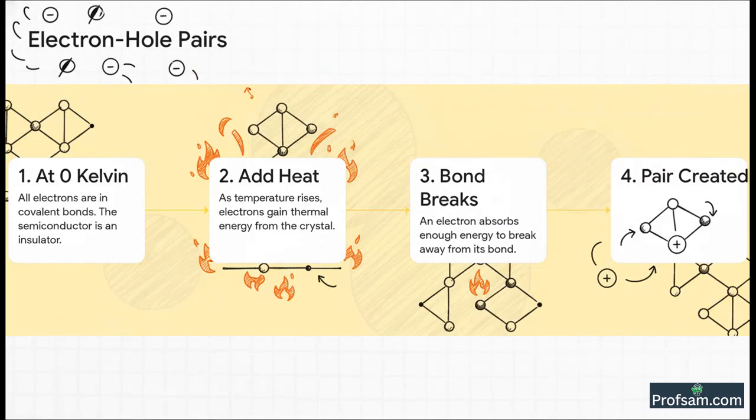Let's break down this process into 4 simple steps. 1. At 0 Kelvin, in a pure silicon crystal, all electrons are locked tightly in their bonds. 2. As the temperature rises to, say, room temperature, the crystal absorbs this heat energy. 3. An electron takes in enough of this energy and, boom, it breaks free from its bond. And 4. This single event creates 2 things, a free, negatively charged electron and a positively charged hole. They are always created together, as a pair.